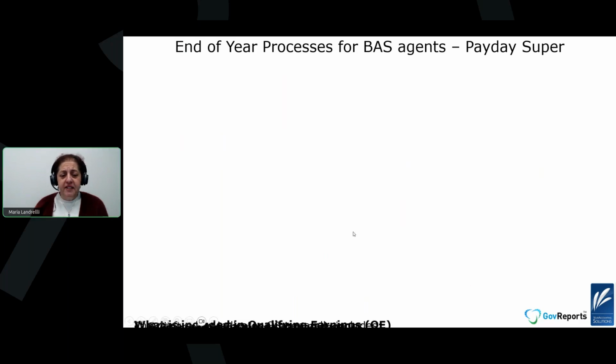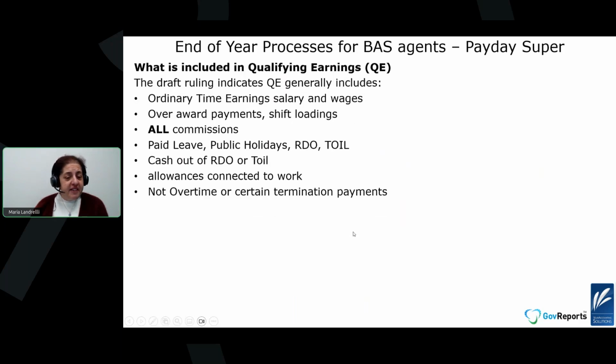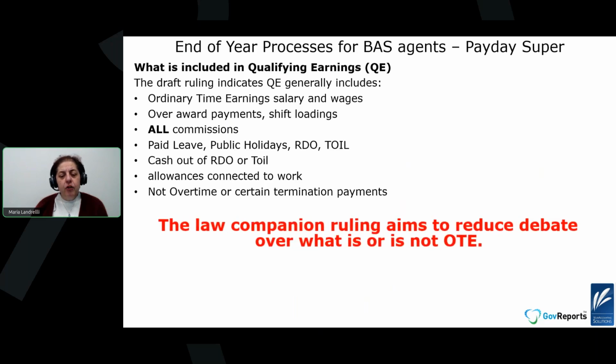And the penalties are quite severe. So this is directly out of that ruling. It includes ordinary time earnings, all award payments and shift loadings, all commissions. So there were some commissions that weren't picked up as ordinary time earnings. They are now all included. So it's basically the Law Companion ruling is aiming to reduce the debate of what is or is not ordinary time earnings. So go and have a look at the ruling and it'll just give you more clarification and easier for us. It's a bit more black and white rather than grey.